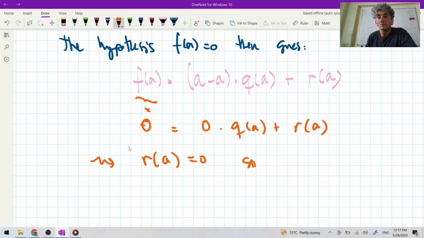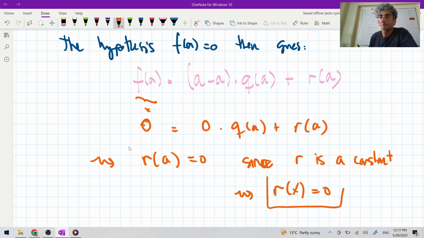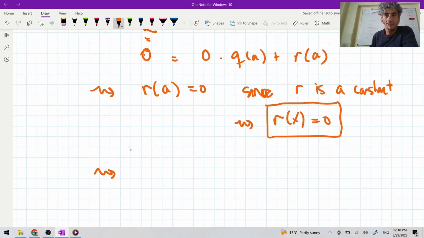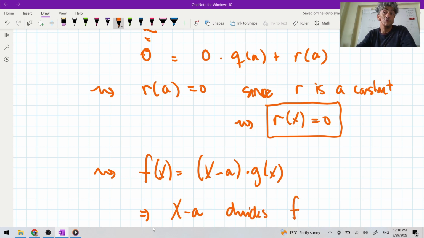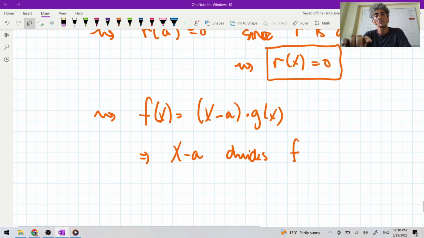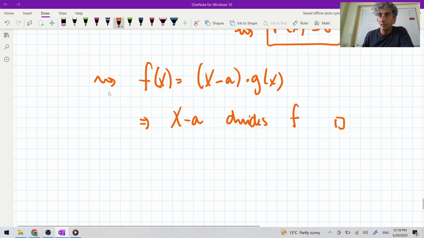And since r is a constant, then r of x is always 0. r is a constant polynomial, and we have shown that that constant polynomial is 0. So what happens in the end is that f could actually be written as x minus a times q of x. That means that x minus a divides f. That is, x minus a is a factor of f, a linear factor of f. And this is the end of the corollary.